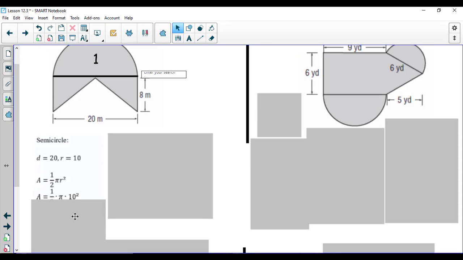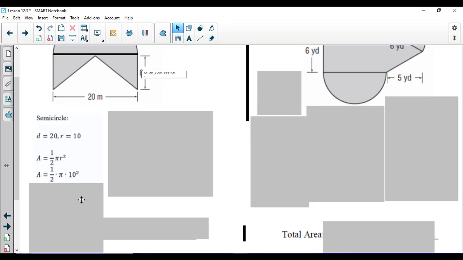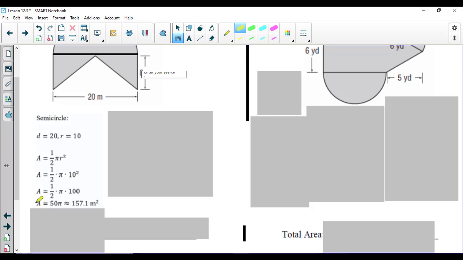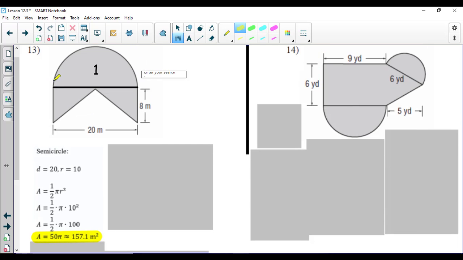So let's replace r with 10. We'll have half times pi times 10 squared. 10 squared is 100, and half of 100 is 50. So for the area of the half circle, which I'm going to highlight here in yellow, we end up getting 50 pi, then rounded to the nearest tenth, that's about 157.1 meters squared. Now you'll notice in my work I'm putting the labels on the in-between steps. You can wait until the very end to put the label on, but you'll notice that in my work. So the area of this entire yellow shaded region is about 157.1 meters squared.